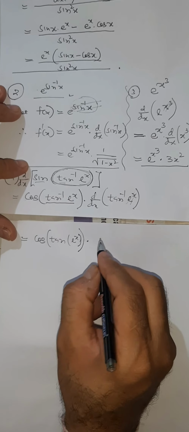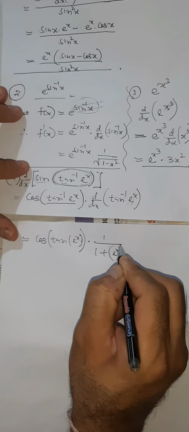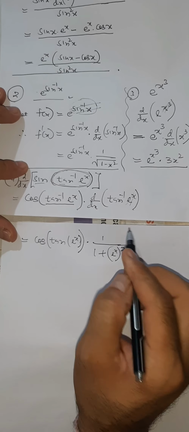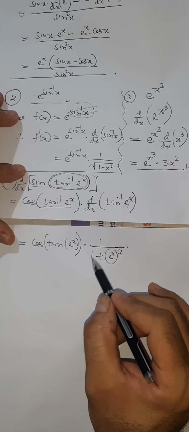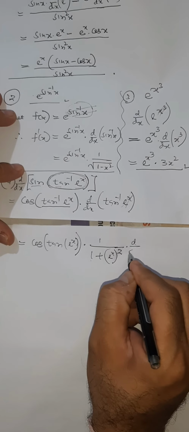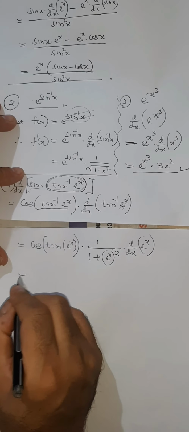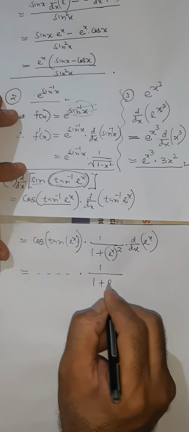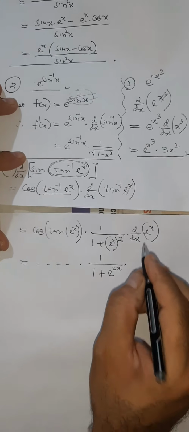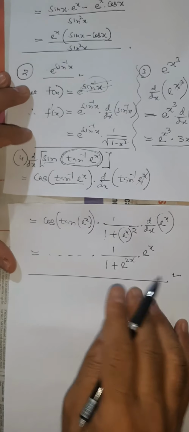What is the derivative of tan inverse x? 1 upon 1 plus x squared into d by dx of e raised to x. So the final derivative, this one as it is, is 1 upon 1 plus e raised to 2x into what is the derivative of e raised to x? That's e raised to x. This is your answer.